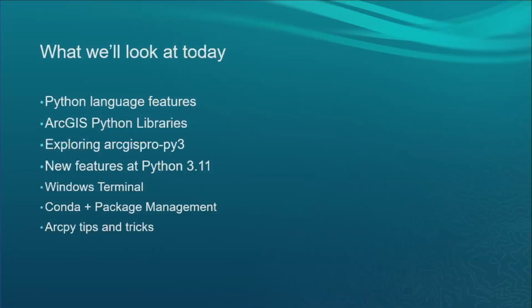So the things we'll be looking at today are the Python language features, what is included in our ArcGIS Pro Python libraries, what we include in our ArcGIS Pro Py 3 conda distribution, some of the new features that are coming with Python 3.11, which will be coming in the next Pro release. And then we'll jump into some demos with the Windows terminal, conda and package management, and some ArcPy tips and tricks.